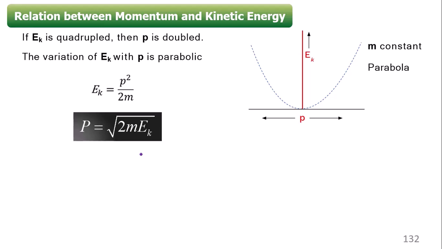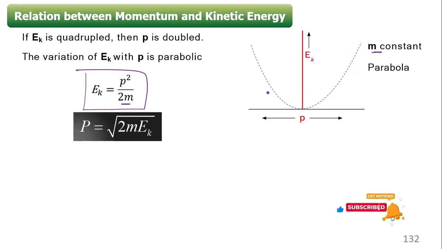Now this is the variation. It is a parabola, where, because m is constant, E equals p square by 2m is the variation. That is nothing but a parabolic variation, and the number 1 upon 2m is the constant. So m is constant. If m is varying, then the parabola will change. Initially, what I am saying is that m is constant.